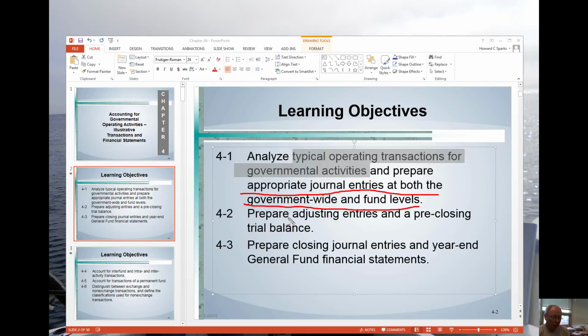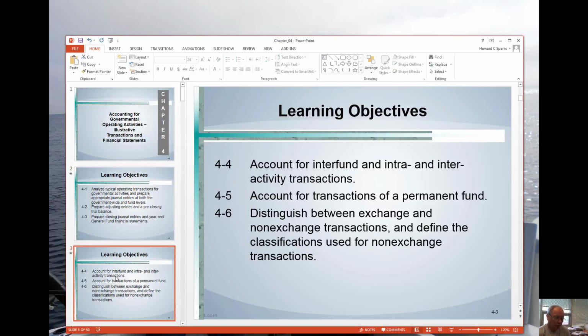The adjusting entries here, the only things we're going to be working on have to do with the supplies inventories. That's a little bit tricky, but you'll figure it out. Okay, let's advance it on. No closing entries really. How to account for interfunds.